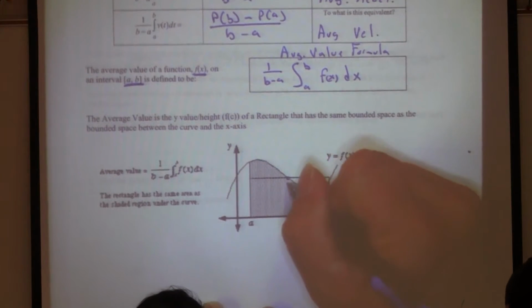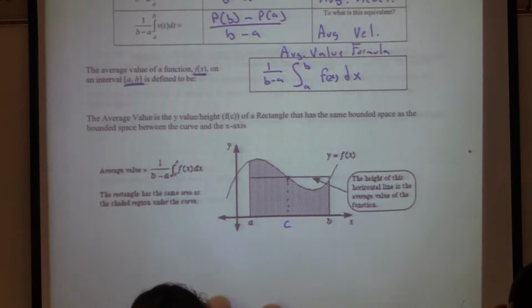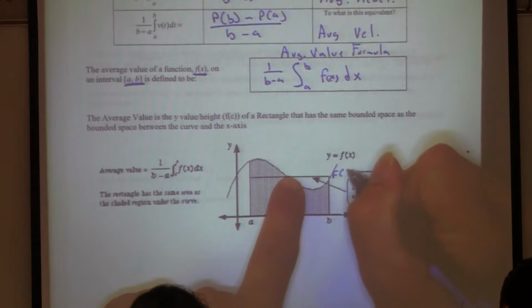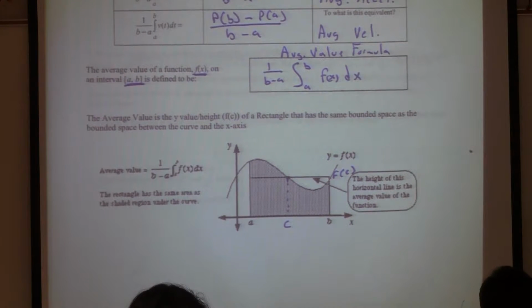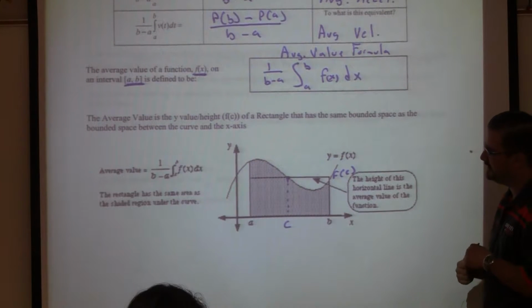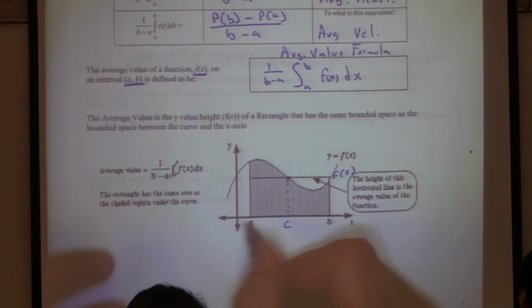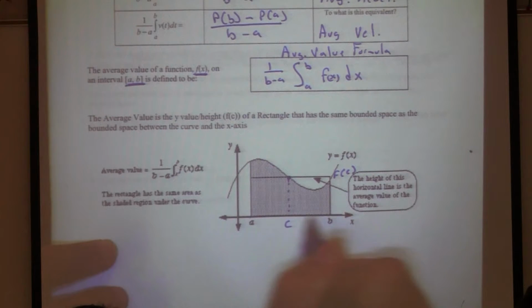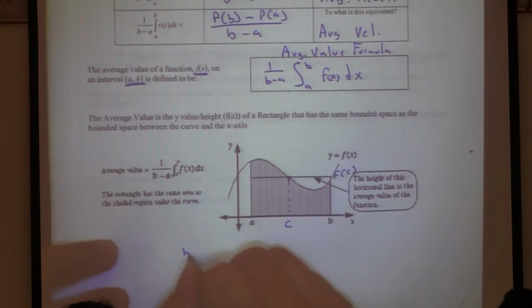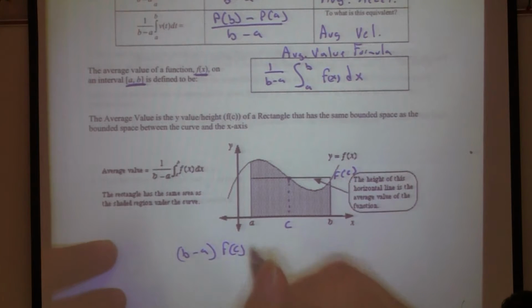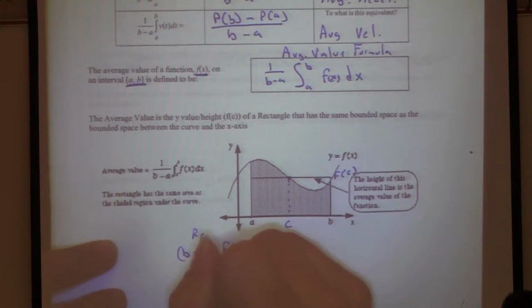Now to find that value, we first need to find this C. And when I plug in that C, it'll give me the height, which is f of C. You understand? How do I find the area of a rectangle? Base times height, okay? So how would I calculate the base? How do I calculate this length here? Oh, okay, so B minus A, that's the base, times, what would the height be? F of C. Okay, so this is the rectangle, right?